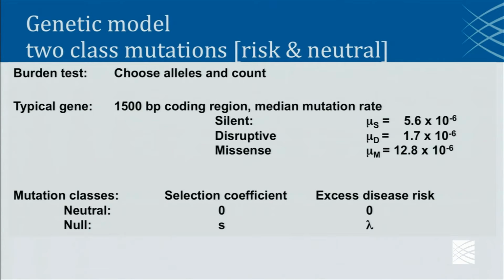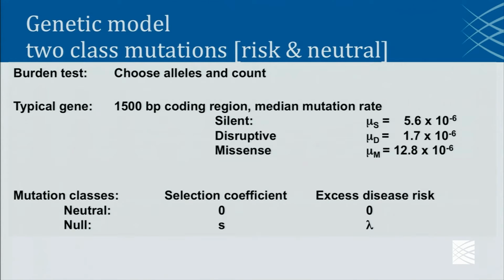How much variation is there going to be in a sample if we go out and collect a couple thousand people worth of cases and controls? How's it going to shake out? Well, the major driver of the amount of genetic variation in the population is the mutation rate.